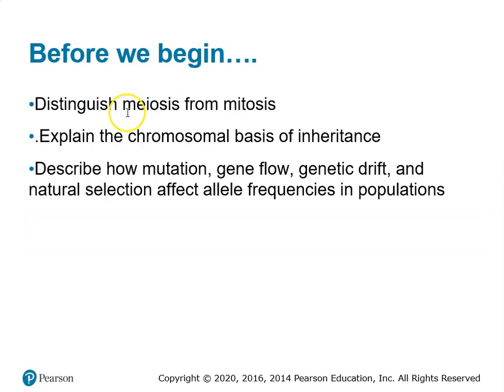Before we begin, some things that would be helpful to go over are how to distinguish meiosis from mitosis, explain the chromosomal basis of inheritance, and describe how mutation, gene flow, genetic drift, and natural selection affect allele frequencies in populations.